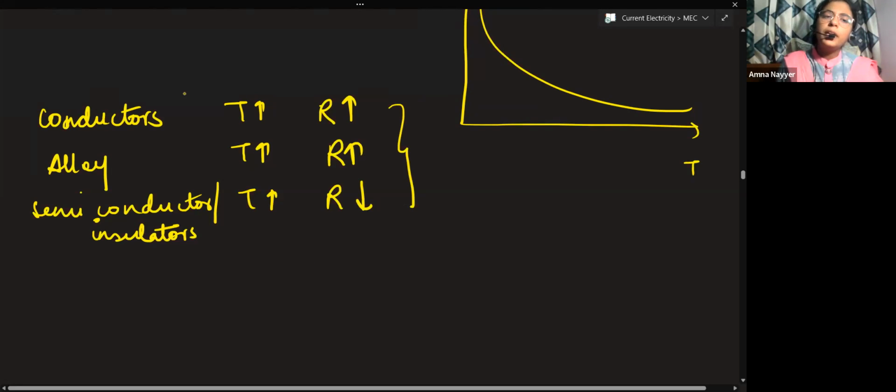Just remember the dominating factor. The dominating factor here is tau. Here it is N. N means the number density. One more material you can remember for your knowledge: those are superconductors. I'll write them also.